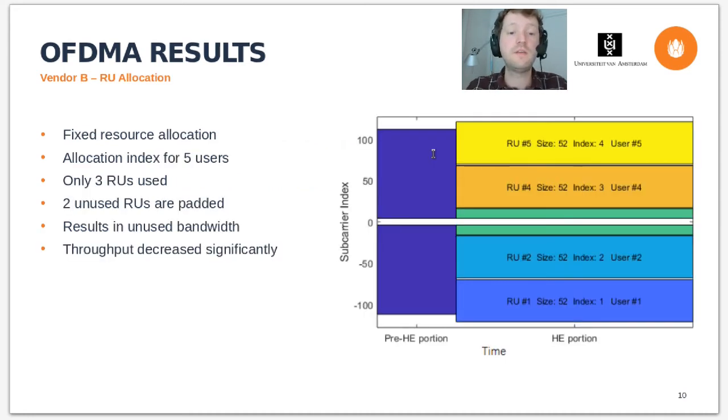Vendor B has a fixed resource unit allocation that allows transmissions to 5 users. This means that 2 resource units are unused, resulting in unused bandwidth. Hence, a large throughput decrease was observed when enabling OFDMA.